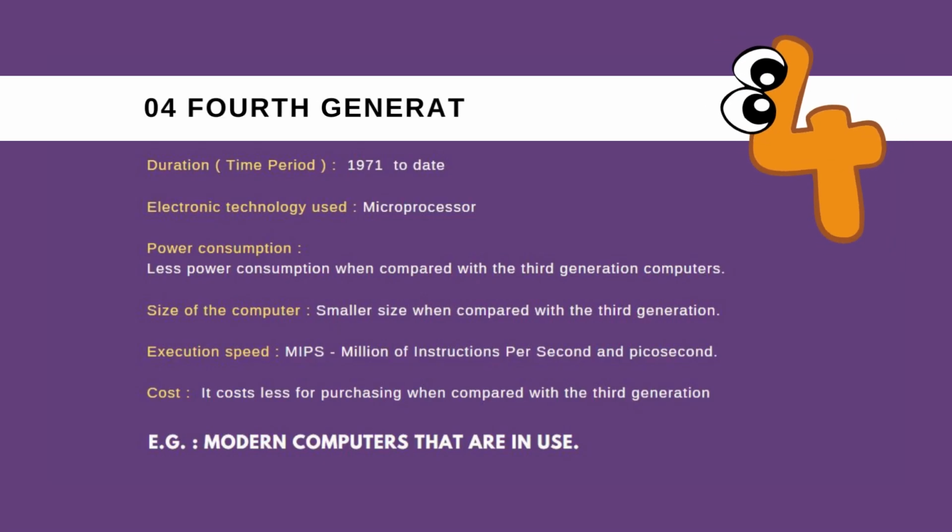Let's see fourth generation. Duration time period year 1971 to date. Electronic technology used: microprocessor. Power consumption: less power consumption when compared with the third generation computers. Size of the computer: smaller size when compared with the third generation. Execution speed: MIPS, millions of instructions per second, and picosecond. Cost: it costs less for purchasing when compared with the third generation. Example: modern computers that are in use.